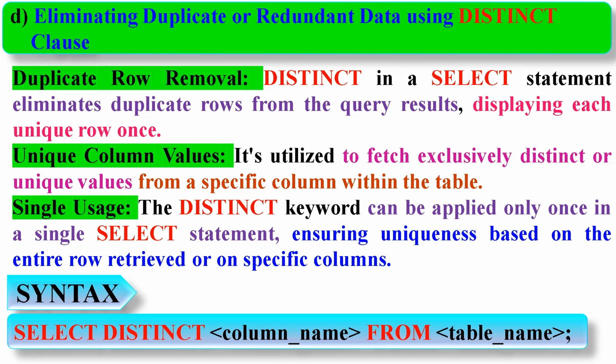Let's learn about eliminating duplicate or redundant data using distinct clause. Duplicate row removal. Distinct in a select statement eliminates duplicate rows from the query results, displaying each unique row once. Unique column values. It's utilized to fetch exclusively distinct or unique values from a specific column within the table. Single usage. The distinct keyword can be applied only once in a single select statement, ensuring uniqueness based on the entire row retrieved or on specific columns. The syntax is, select distinct column_name from table_name semicolon.